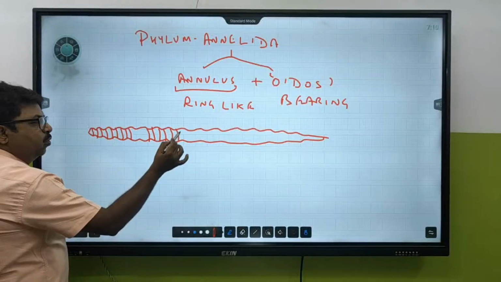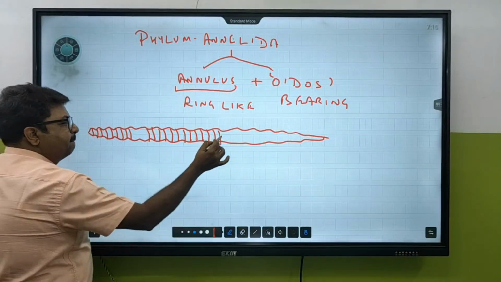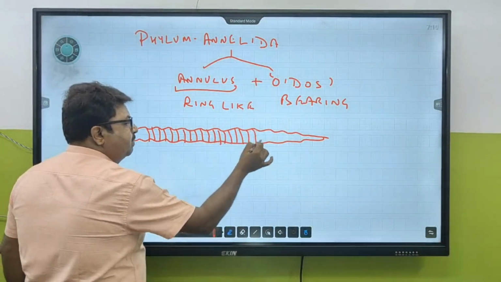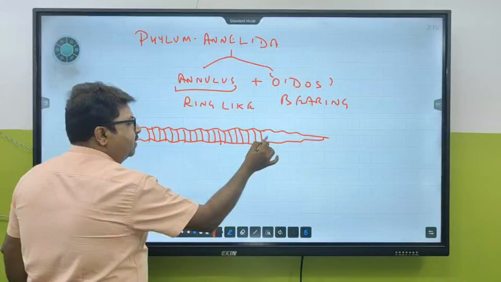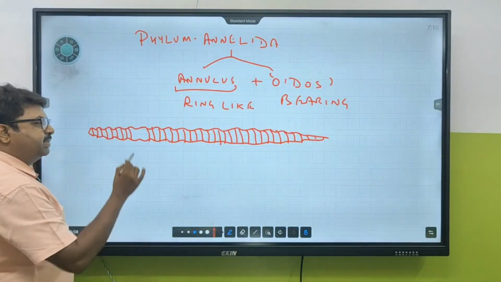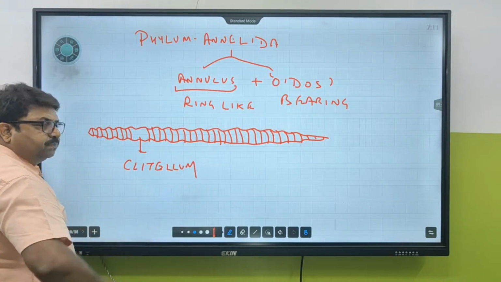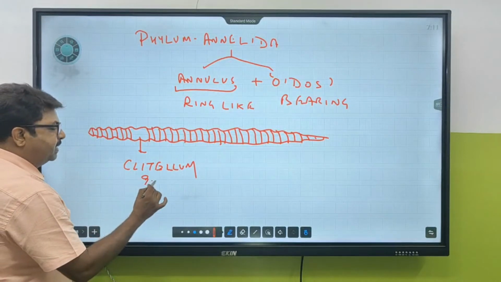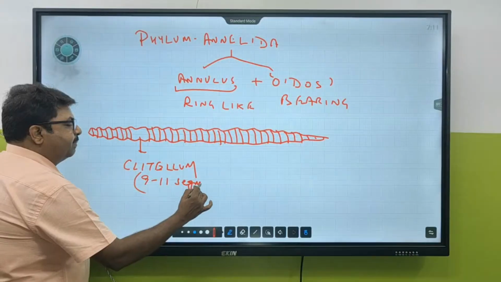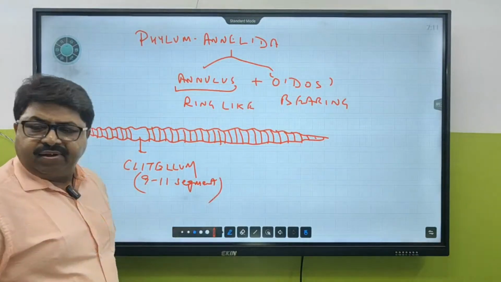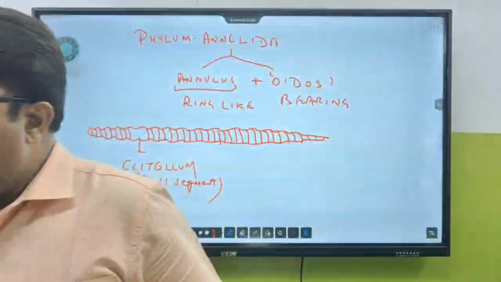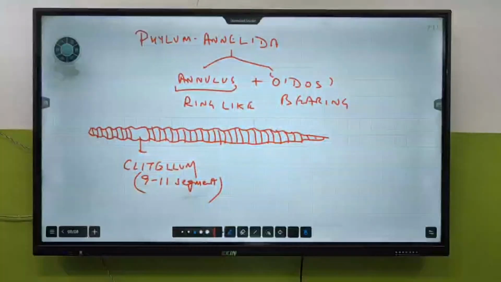And there's a bigger segment. Who will tell me what the bigger segment is called? Anybody in this class can tell me? The bigger segment is the clitellum. And it is present in segments 9 to 11. Segments 9 to 11 are the clitellum.